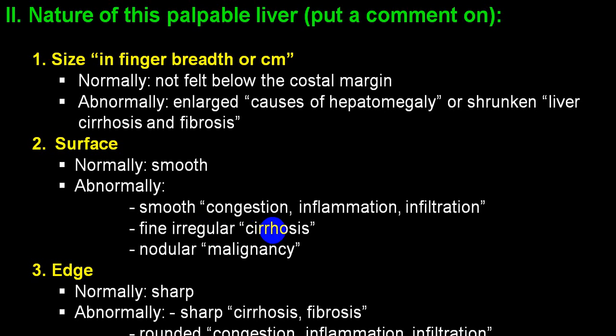If it is smooth and enlarged, it is very frequently infective hepatitis, congestive heart failure, or an abscess. The edge is usually sharp and smooth, but the liver will be hard and the edge very firm in cirrhosis.